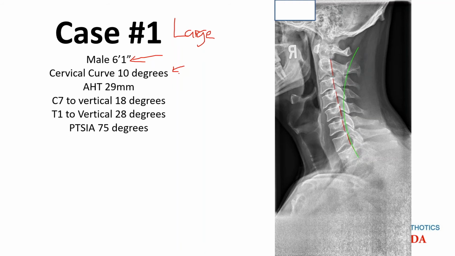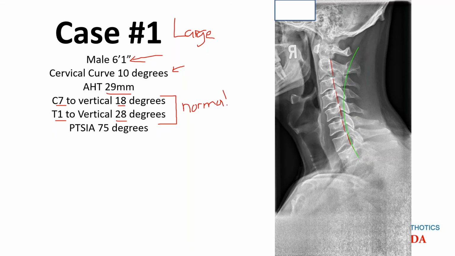His curve is 10 degrees. Check, right? It's reduced. Anterior head translation, 29 mils. So it's less than 50, right? It's not bordering too high. It's up there. It's significant, but looks good to me. So I go down. I want to check his C7 and T1 to vertical. I've got 18 degrees at C7, so just slightly reduced. And then T1, I've got 28, just slightly increased. So, average those two together, and more or less, I have a normal thoracic kyphosis here, okay?